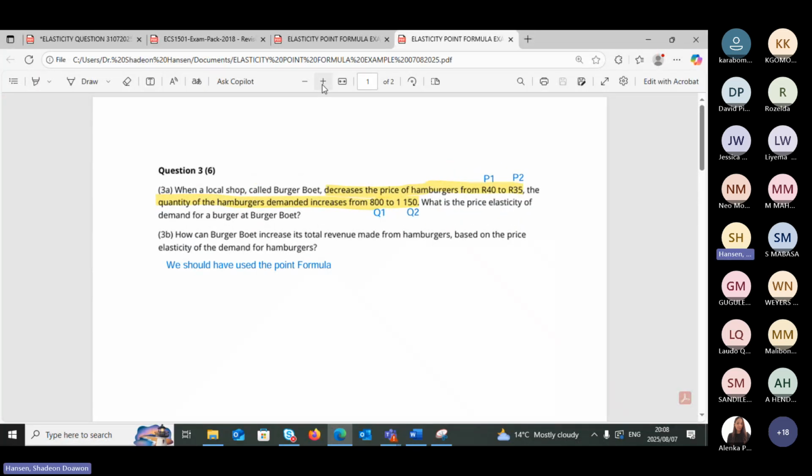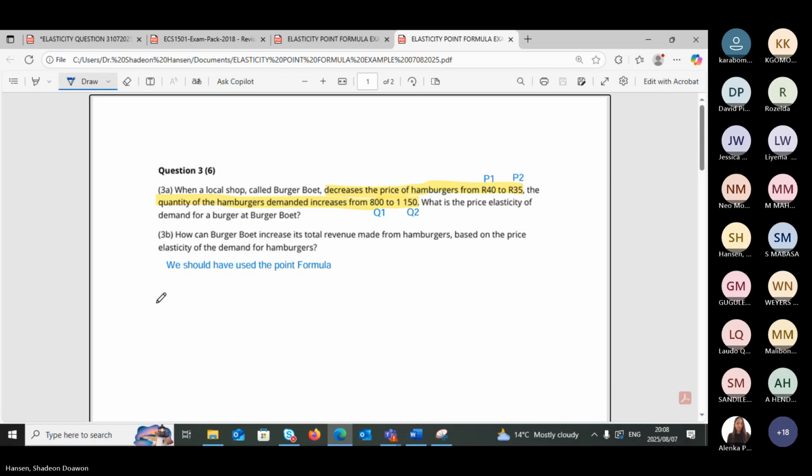Right, so it says when the locals, we don't need to read that again. We get our prices and our quantities there. So let's do this. Our formula, students, our point formula. Remember, elasticity of demand is denoted by EP, and it is the change in the quantity divided by the change in the price. This is the point formula, students, multiplied by the price over the quantity.